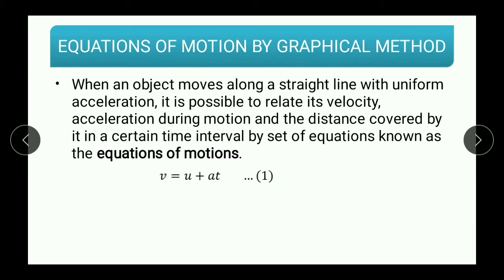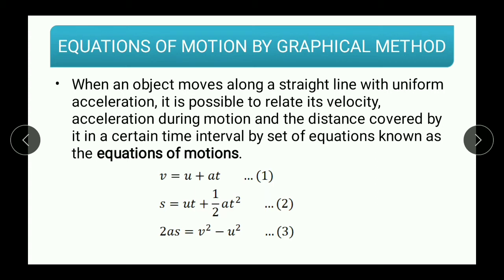So this is our equation number 1, which is v = u + at. Second equation is s = ut + ½at². And third equation is 2as = v² − u². This third equation can also be written as v² = u² + 2as, because when we take this u² on the left hand side, it becomes plus u². So v² becomes u² + 2as.